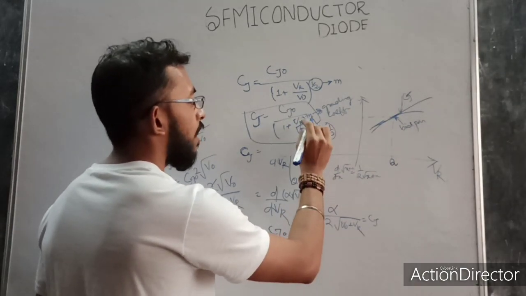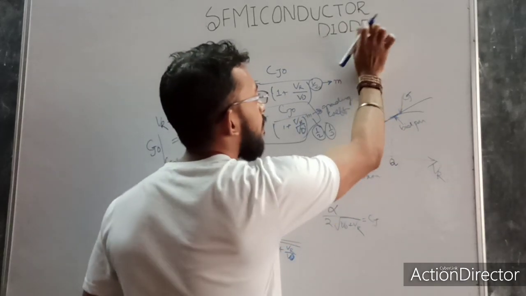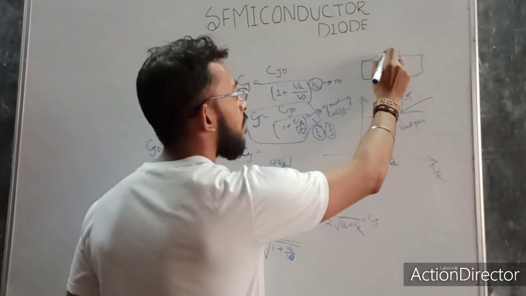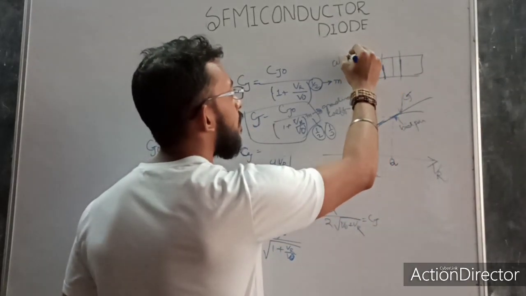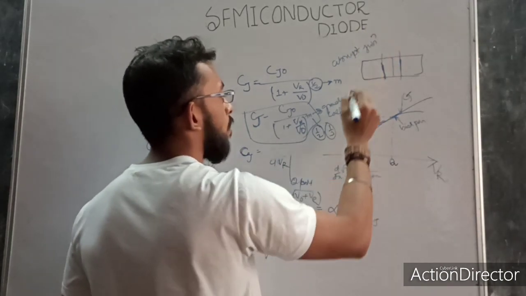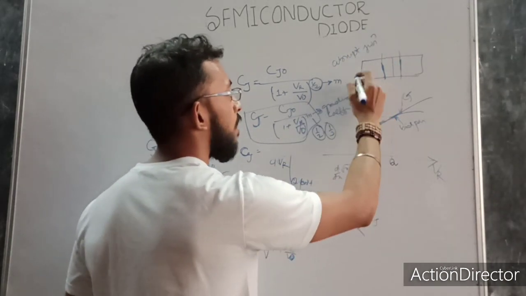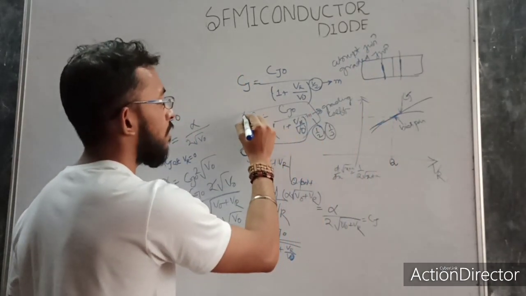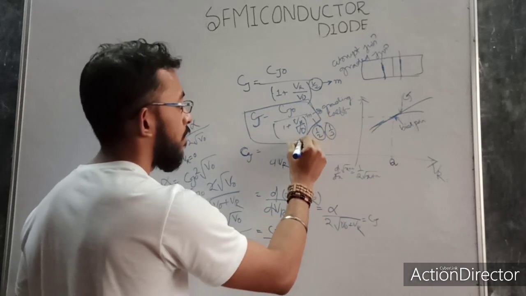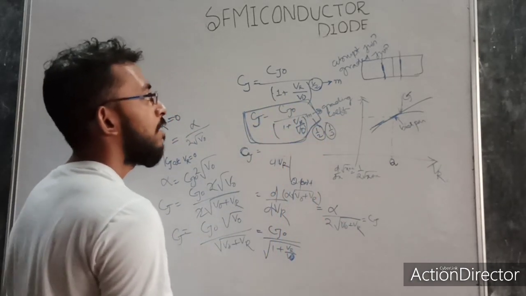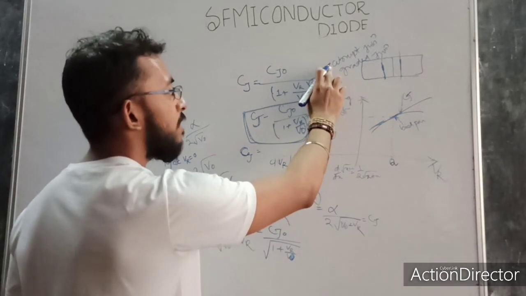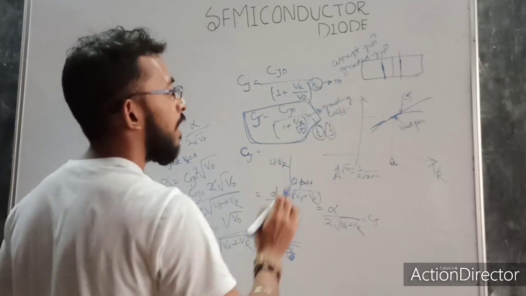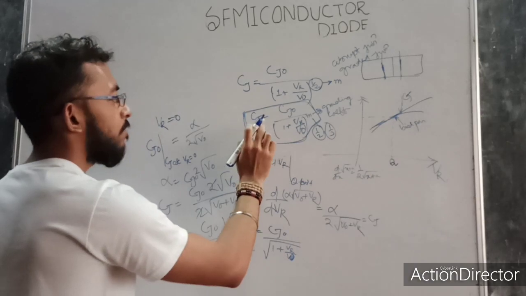Suppose this is my junction. When the doping concentration changes abruptly, it is called an abrupt junction. When the doping concentration changes gradually, it is called a graded junction. So based upon my concentration, I can find my capacitance value at the junction. There are two types, one is abrupt, one is graded. This is for junction capacitance.